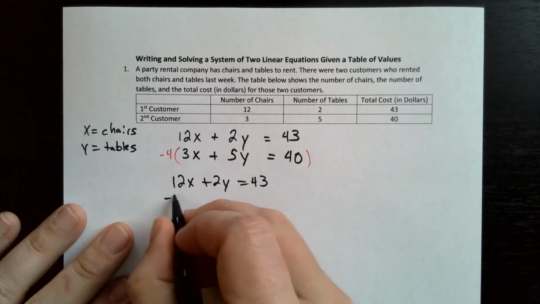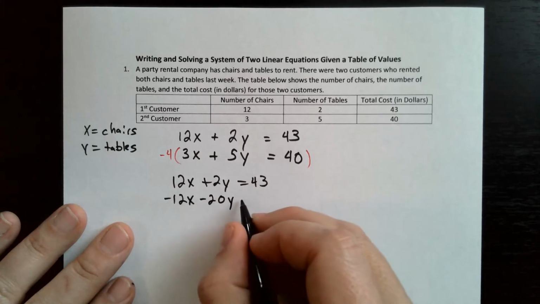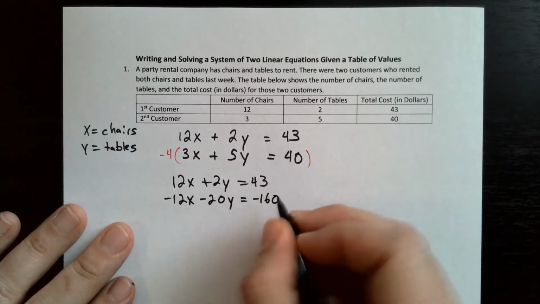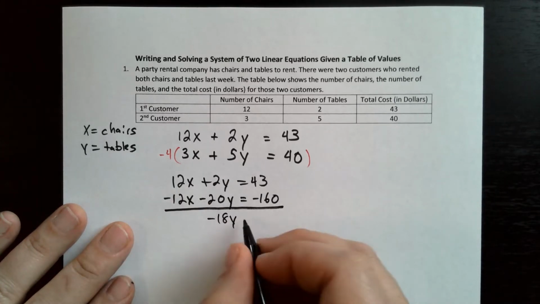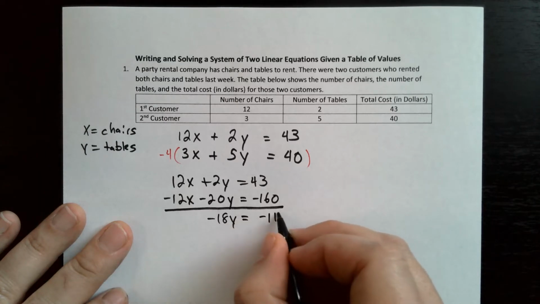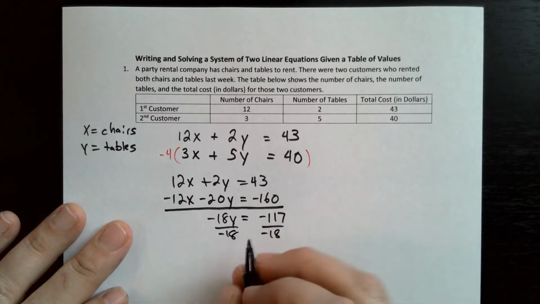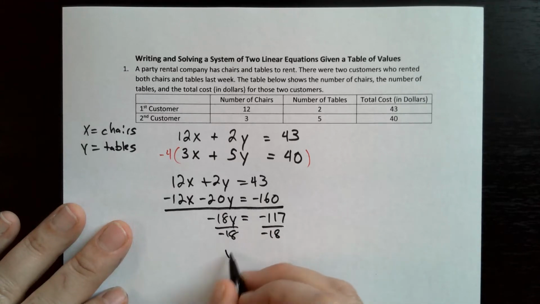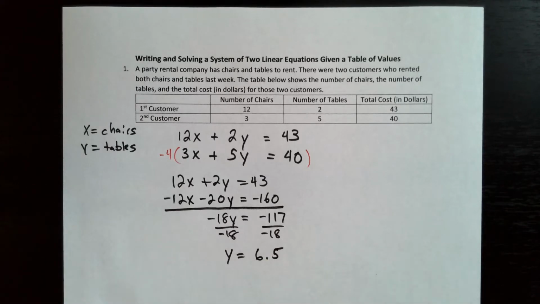The bottom one becomes -12x minus 20y equals -160. When we add these down, the x's go away and you get -18y is equal to -117. Divide by -18 on both sides. Negative divided by negative is a positive, and you get y is equal to 6.5. So that gets us the price for tables.